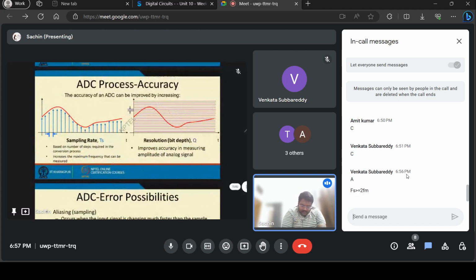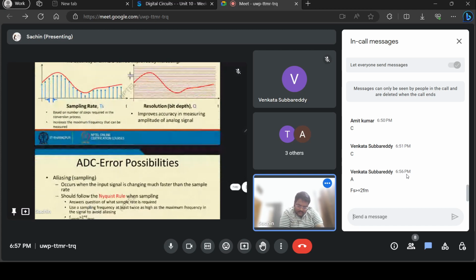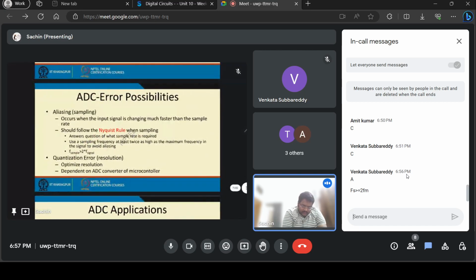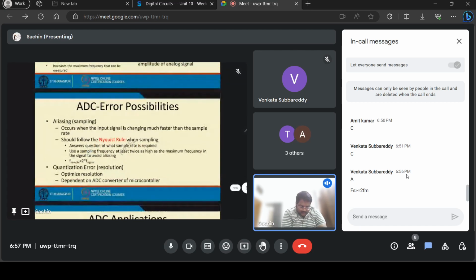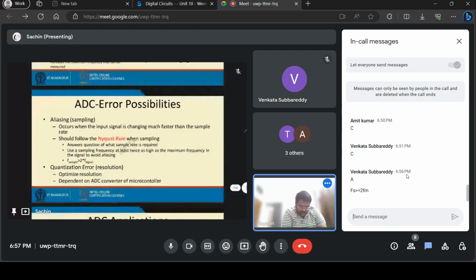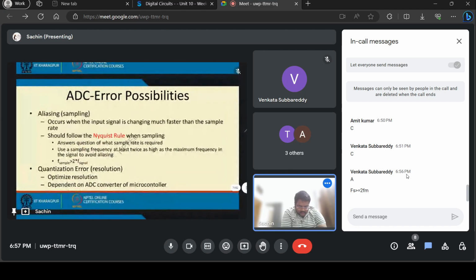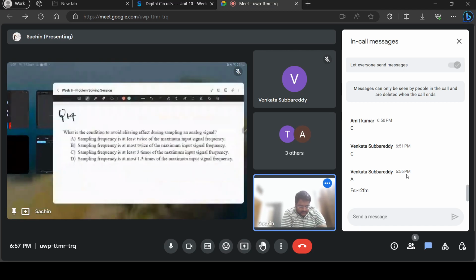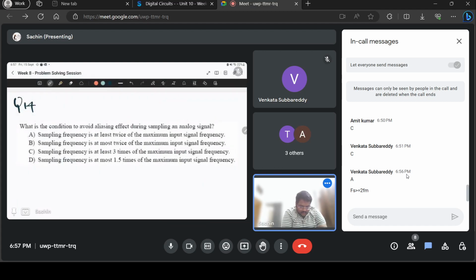Okay, sampling rate TS. Nyquist rule. Well, they have not explained why this Nyquist rule is true, but at least they've given the rule. So the sampling rate must be at least twice the signal frequency. So that's option A.